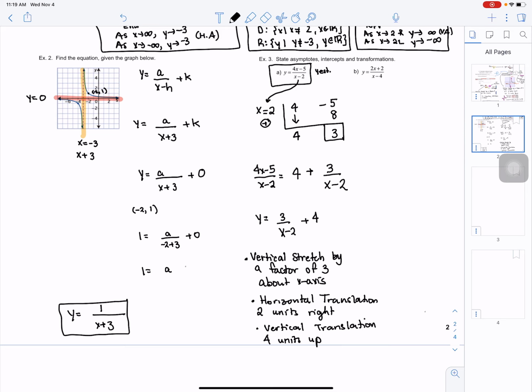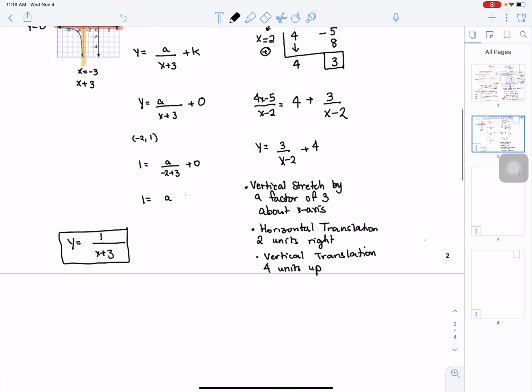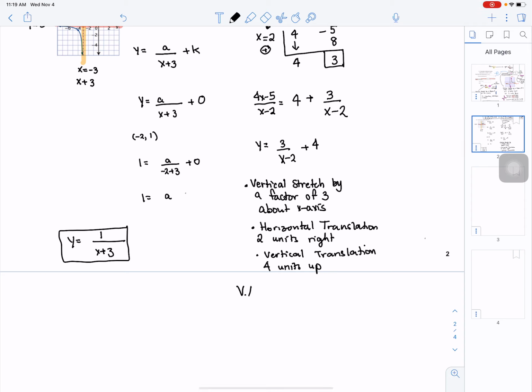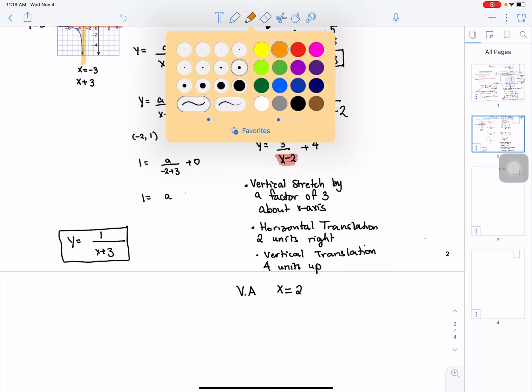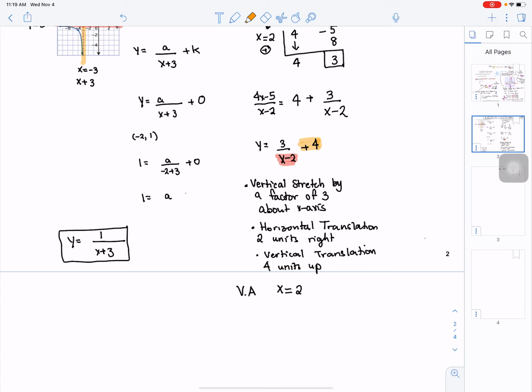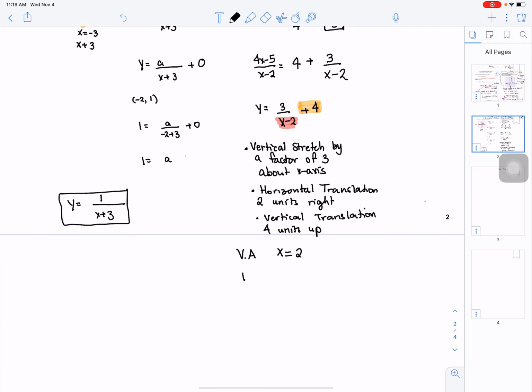It asks us to state the asymptotes. So my vertical asymptote, based on yesterday's lesson, is coming from my denominator, x equals 2. It's coming from right here. My horizontal asymptote is coming from my k value over here. So my horizontal asymptote is y equals 4.